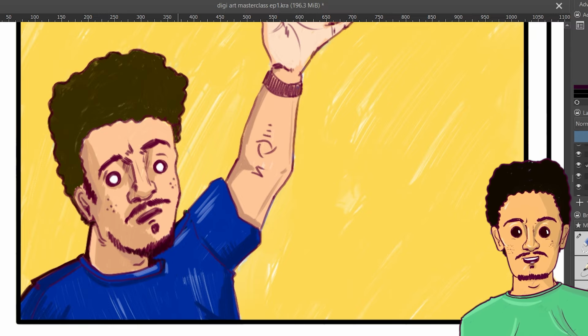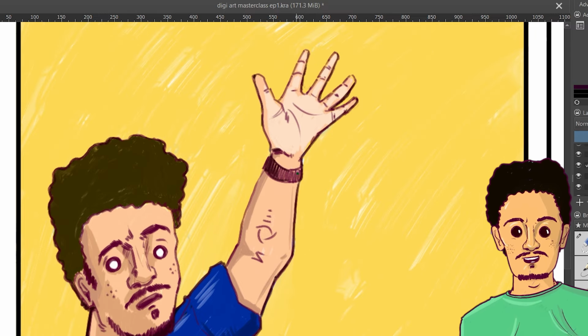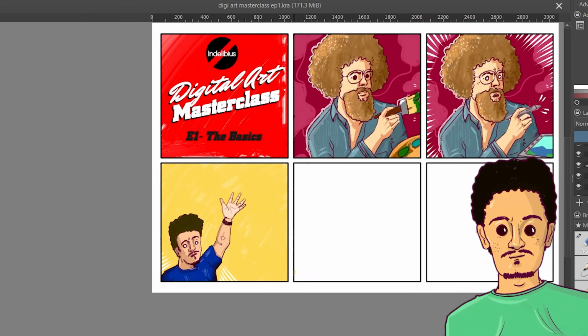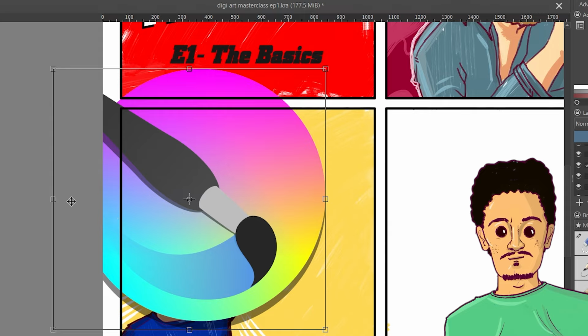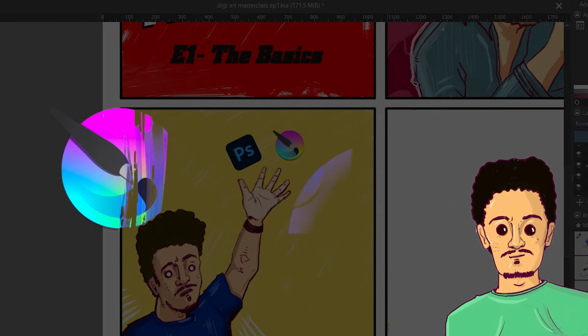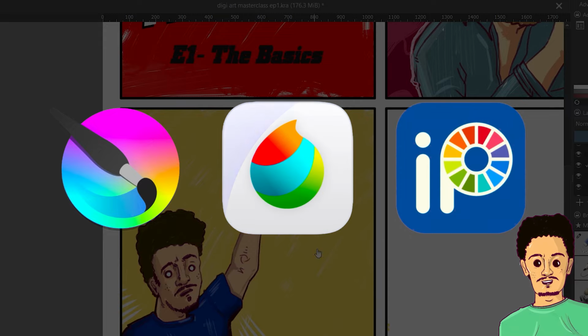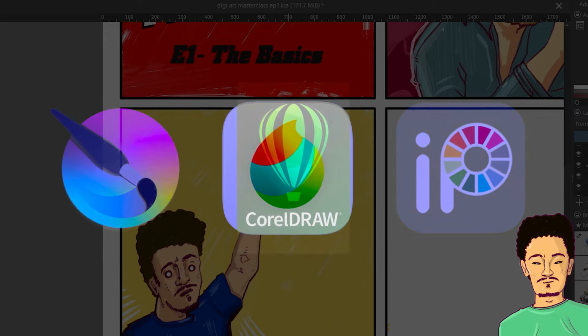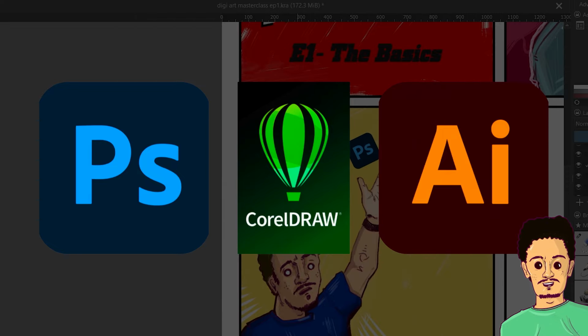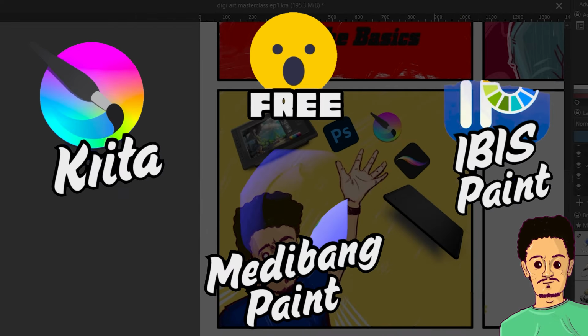To make full use of the tablet's capabilities, especially the pressure sensitivity function, next comes the second piece of software, which is the drawing program itself. There are a number of drawing softwares out there, starting from free ones such as Krita, Ibis Paint, and Medibang Paint, to paid ones like Adobe Illustrator, Adobe Photoshop, and Corel Draw. As a beginner, I would recommend going with one of the free options.